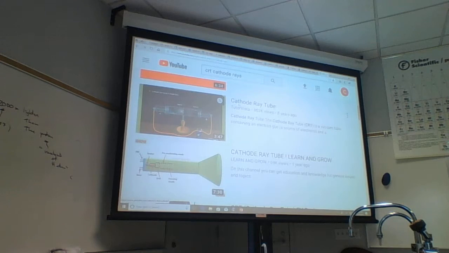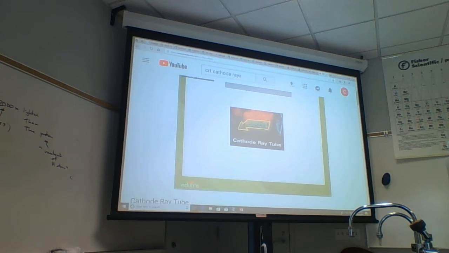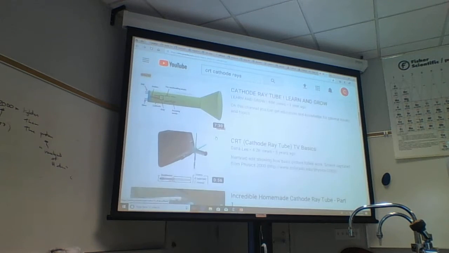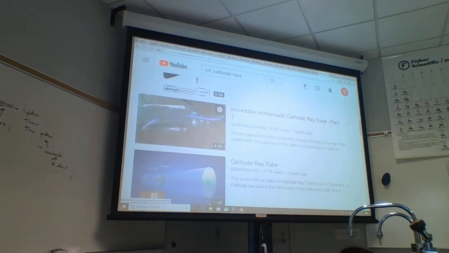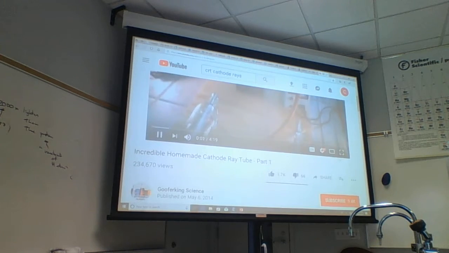And so let's take a look at this one here. This is a homemade cathode ray tube. I've seen this one before.